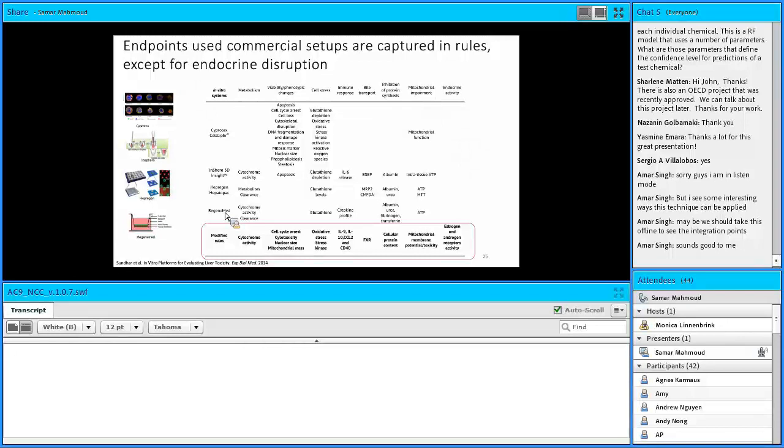So the endpoints captured in the rules represented a combination of what have been screened for in commercial setups, except for endocrine activity, which is a key cluster according to our data, which involves a diverse biological space, including the endocrine activity, which represented an independent cluster. What does that mean? If we want to improve the coverage of hepatotoxic compounds by in vitro models, we need to also incorporate nuclear receptor activity or estrogen endocrine activity.